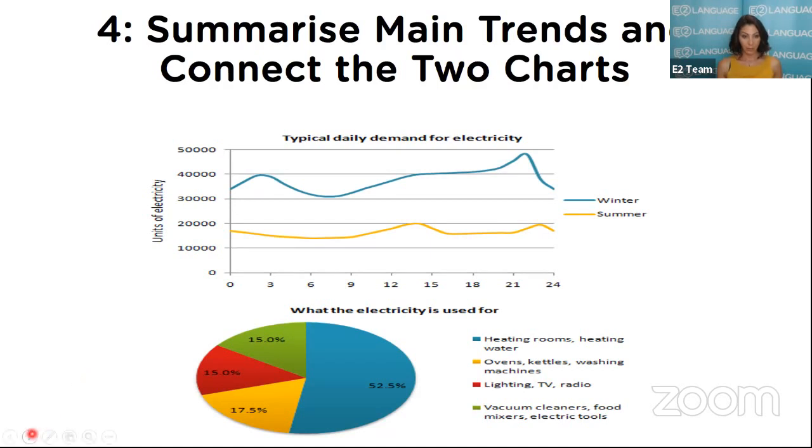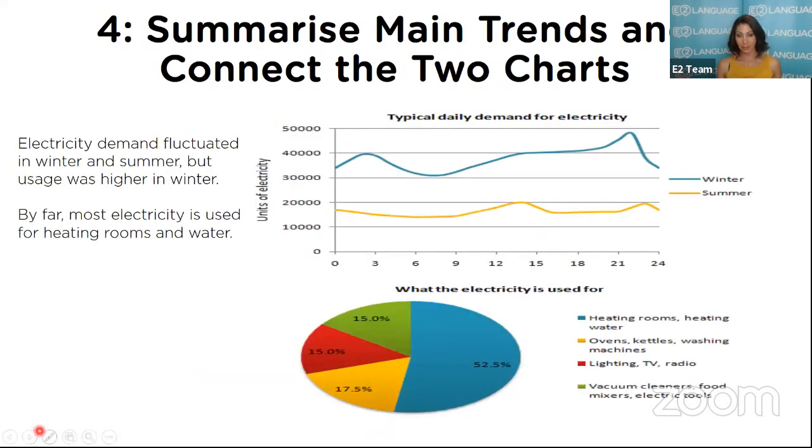Yep. Okay, well done. So here is my summary. Electricity demand fluctuated in winter and summer, but usage in winter was higher. So that's the main point of the line graph, is that winter has the highest usage of electricity. And then by far, most of that electricity is used for heating rooms and water. Okay, so there I am. I've just summarized the main trends.